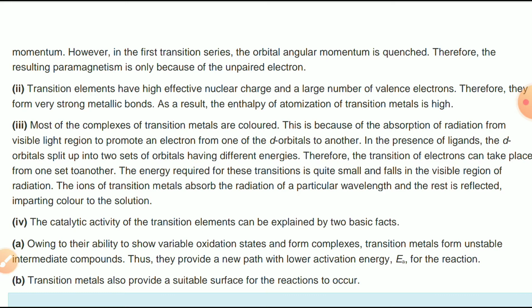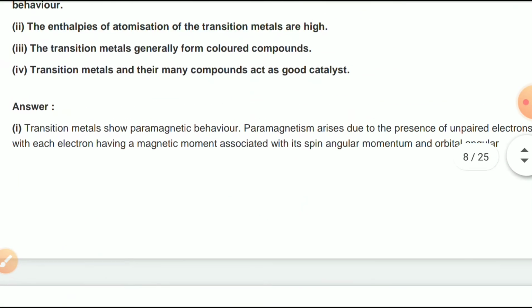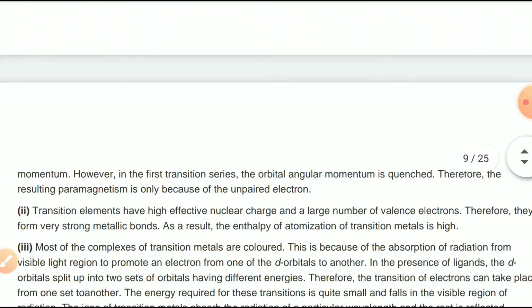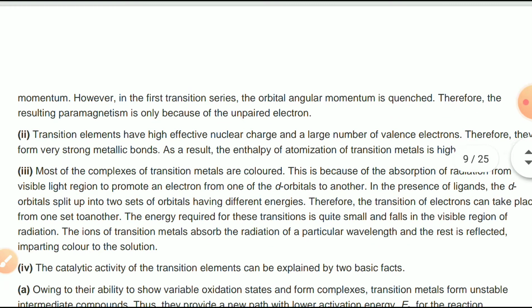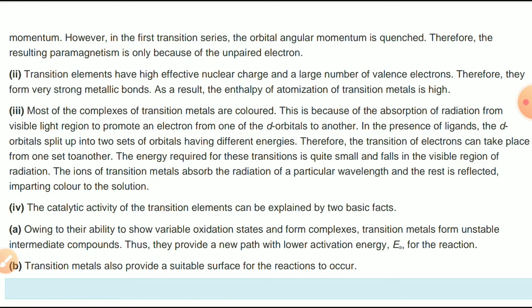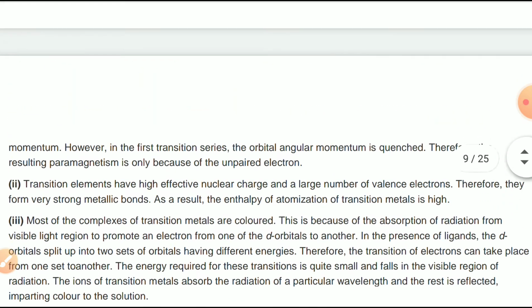Then question number two. The enthalpies of atomization of the transition metals are very high. So answer is the transition metals have high effective nuclear charge and larger number of valence electrons. Therefore, they form very strong metallic bonds. As a result, enthalpies of atomization of the transition metals are high.